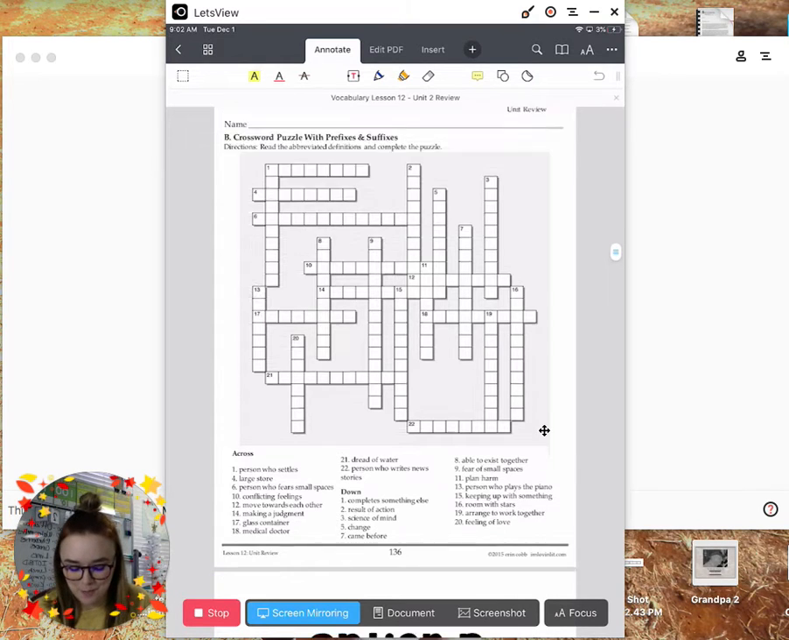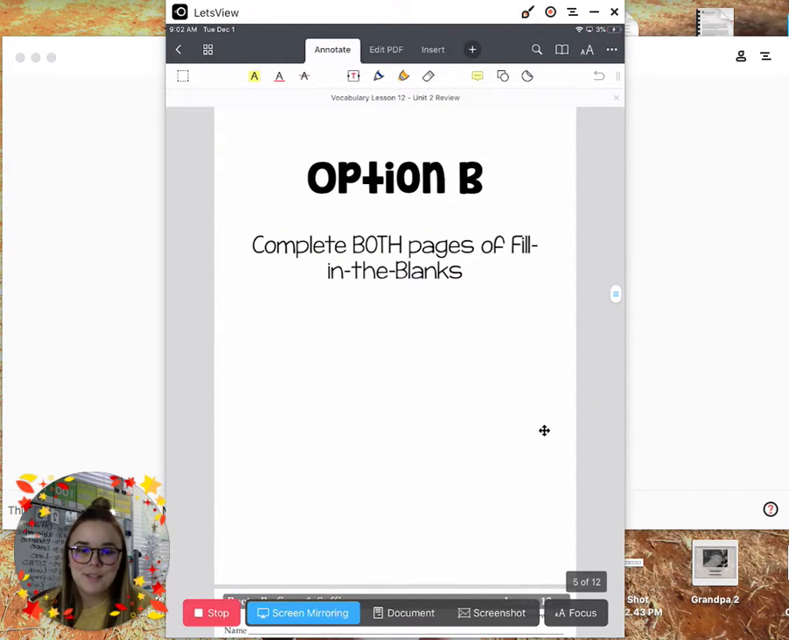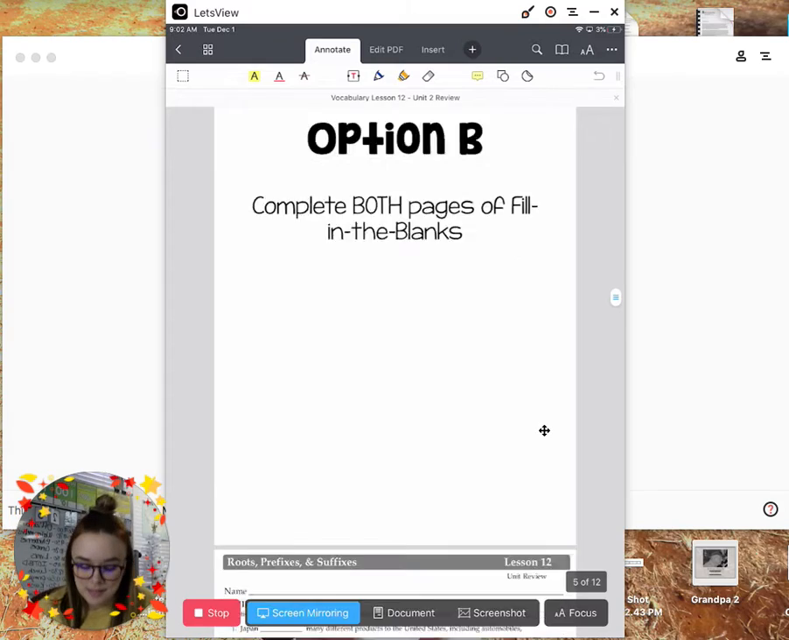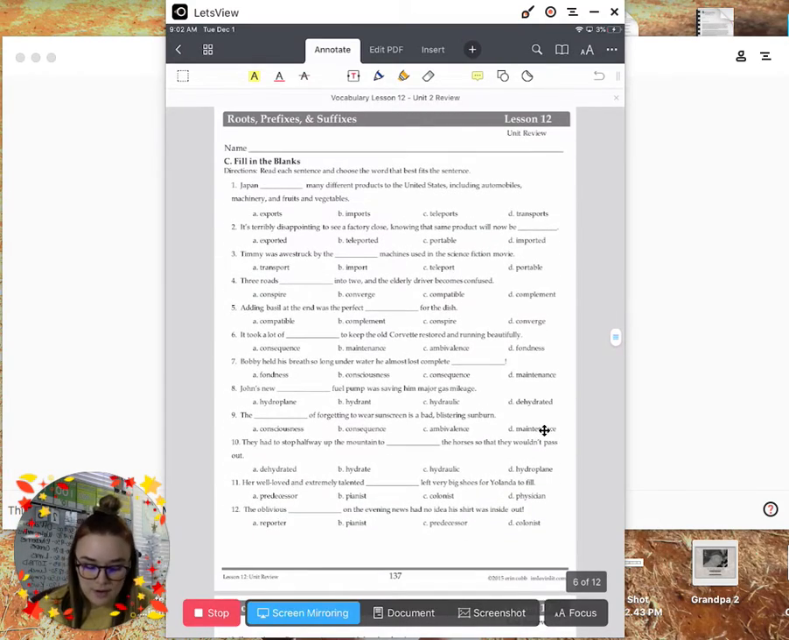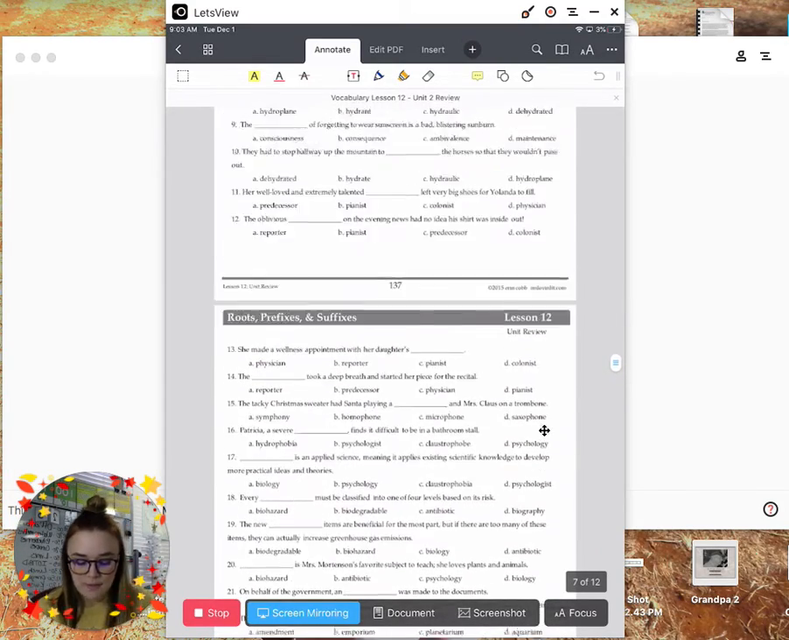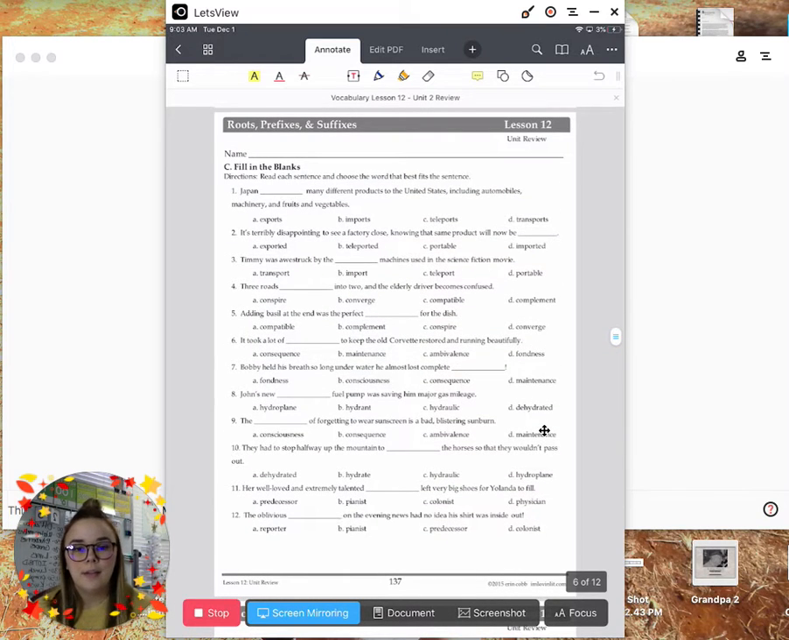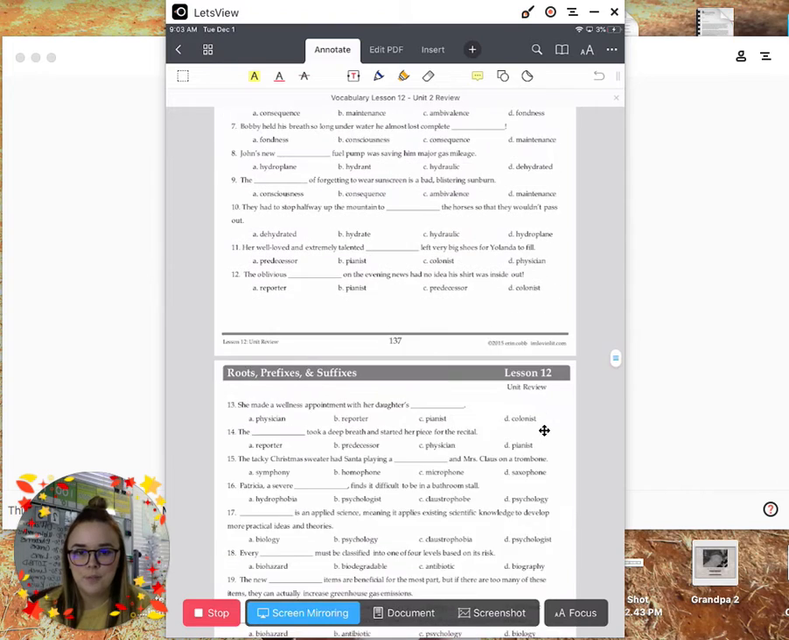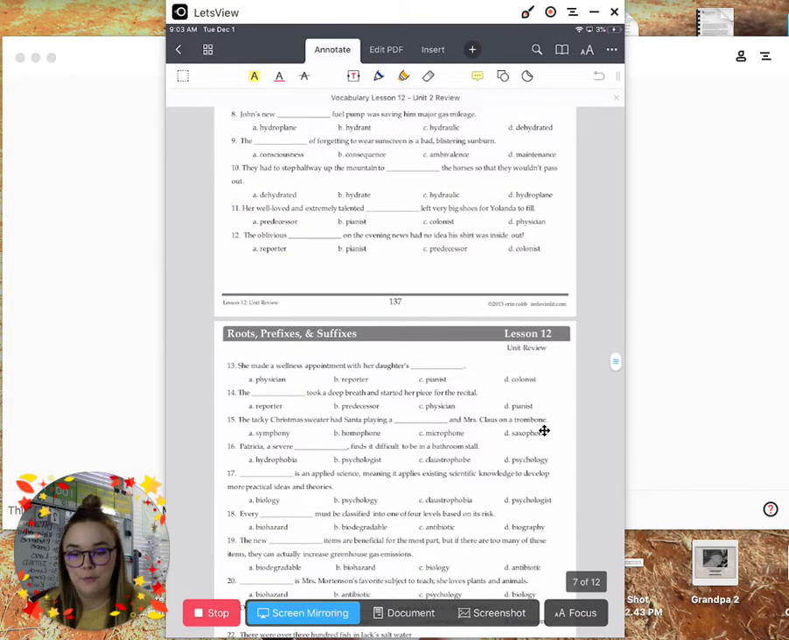That's totally fine too. Option B is to complete both pages of fill in the blank sentences. You have 2 pages of sentences, there's 25 of them, and you're filling in the blank with the correct word. Okay? So you have 2 pages. Option B is to complete both of those pages.